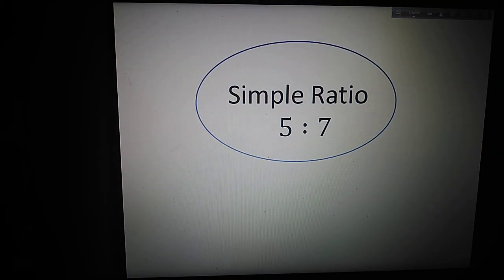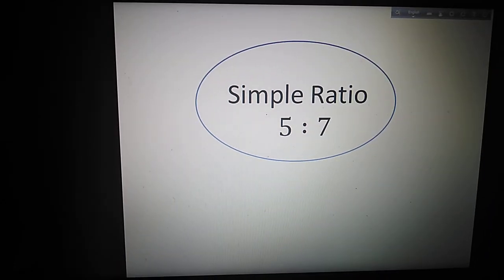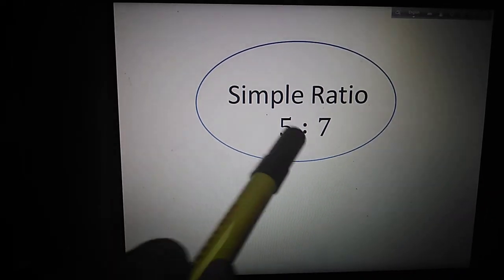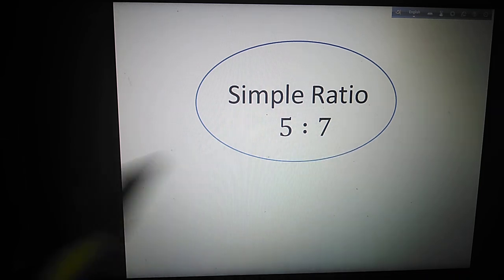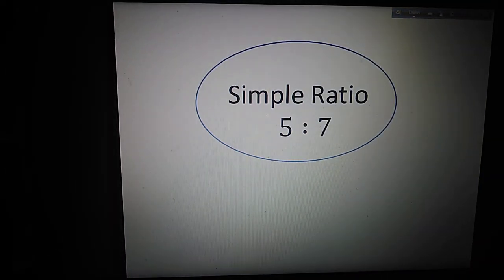Yes, there are so many ratios like three quantities, that means 5:7:10, 2:3:5:6:8. You get this type of ratios also, but they are not simple ratio. Simple ratio is if a ratio contains only two quantities.